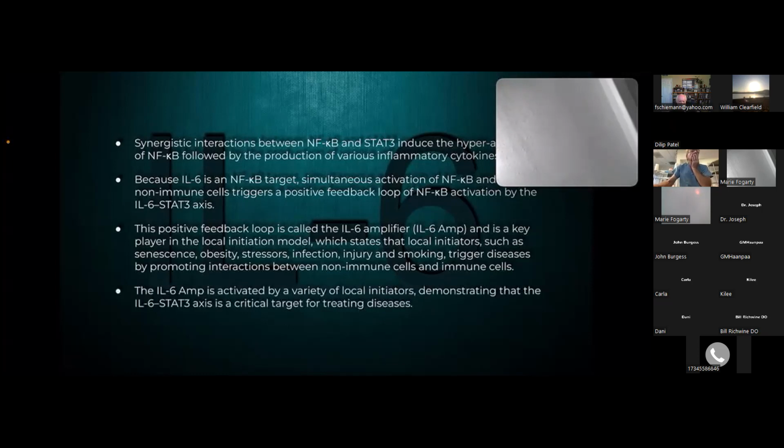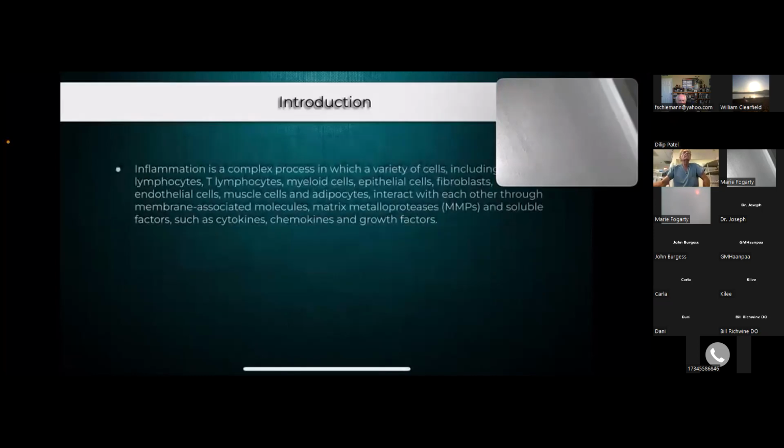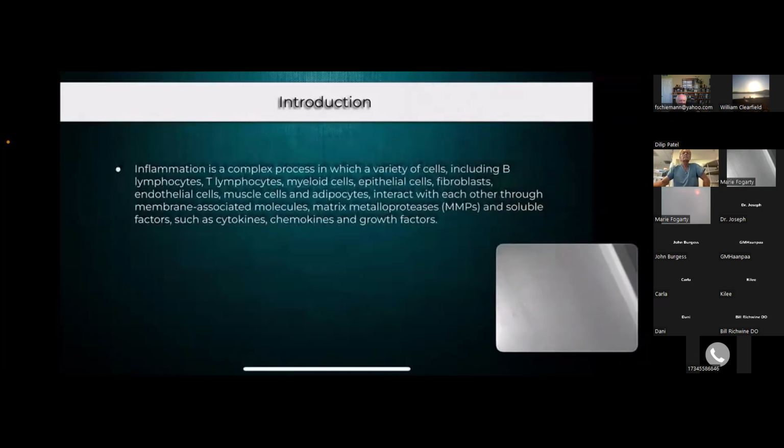Interleukin 6 amplification is activated by a variety of local initiators, demonstrating that the interleukin 6 STAT3 axis is a critical target for treating diseases. We got to focus on something. It's going to be the place to do this. And of course, with COVID, they were doing in extreme cases in the hospital, giving a medication to block interleukin 6 directly to try to block the cytokine storm. So we are absolutely talking in the right direction here.